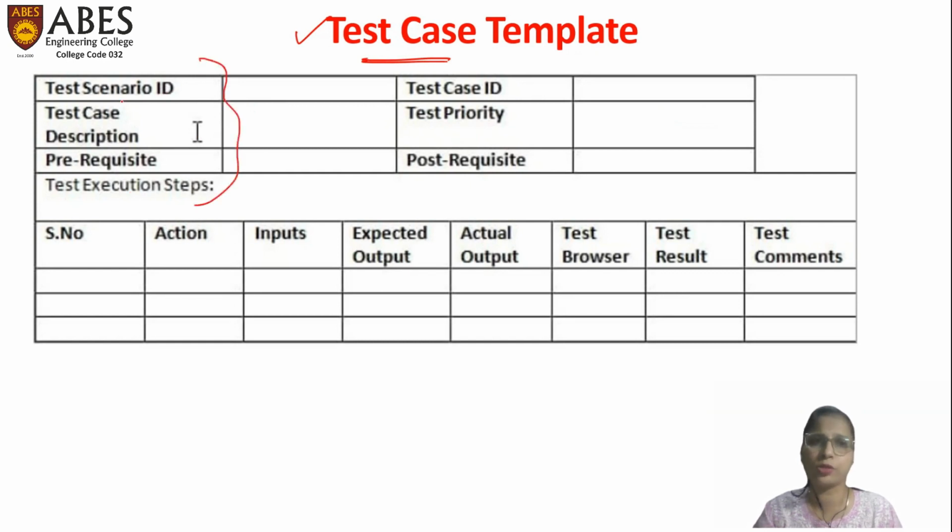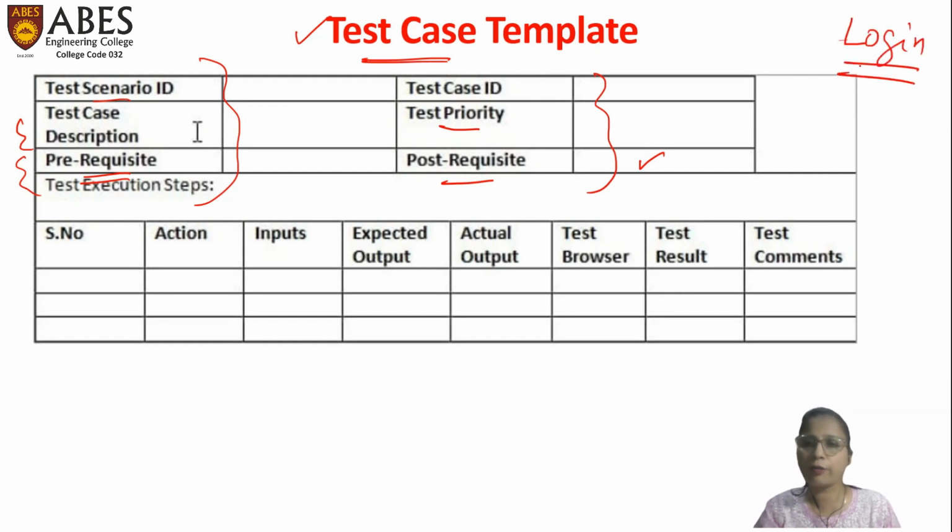This part denotes the scenario IDs, the description of the test case, and the prerequisite. This represents the test ID, the priority, and the post requisite. If there is no post requisite, you just leave it blank. Prerequisite is anything that should be there before testing a particular module. For example, you are checking an application and the login feature.